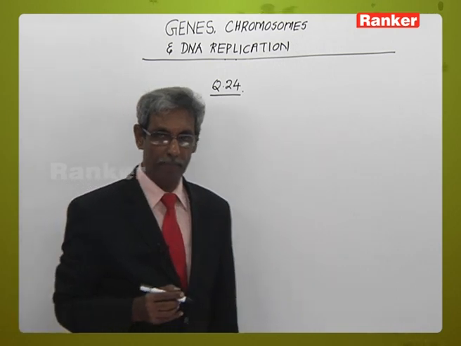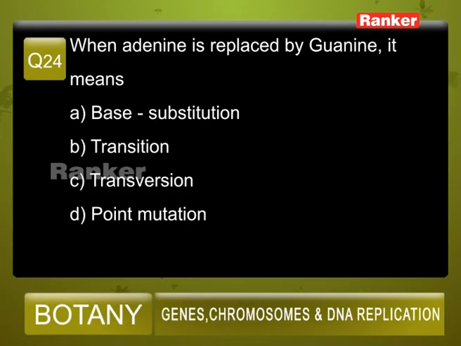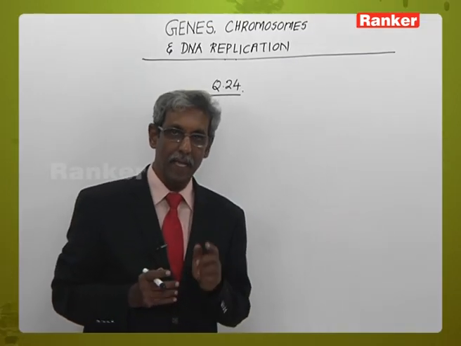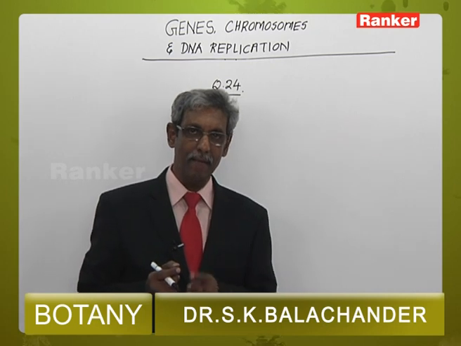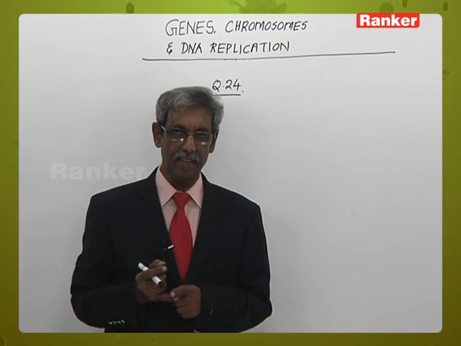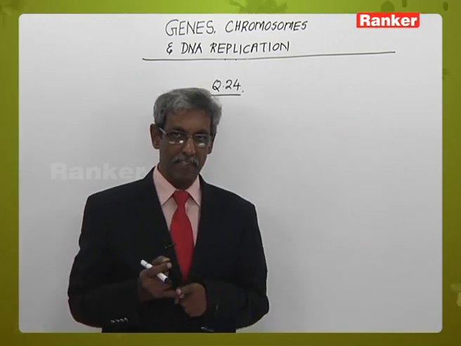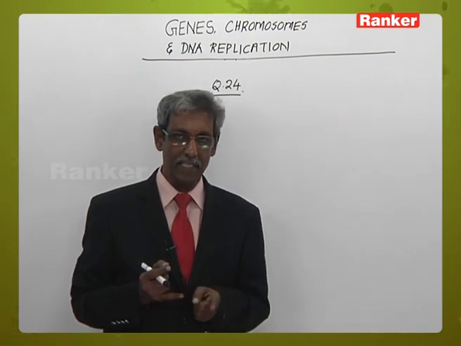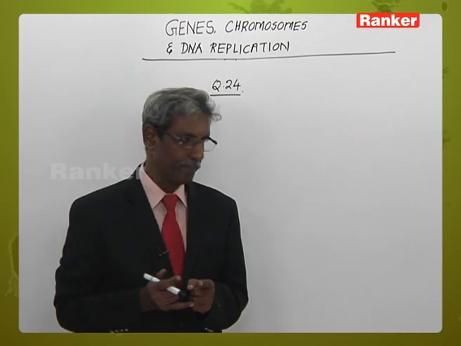Question number 24. When adenine is replaced by guanine, it means A. base substitution, B. transition, C. transversion, D. point mutations. Whenever we take mutations, mutations can involve shifts. There is a change in the nucleotide which can involve purines with purines or pyrimidines with pyrimidines or purine with pyrimidines.